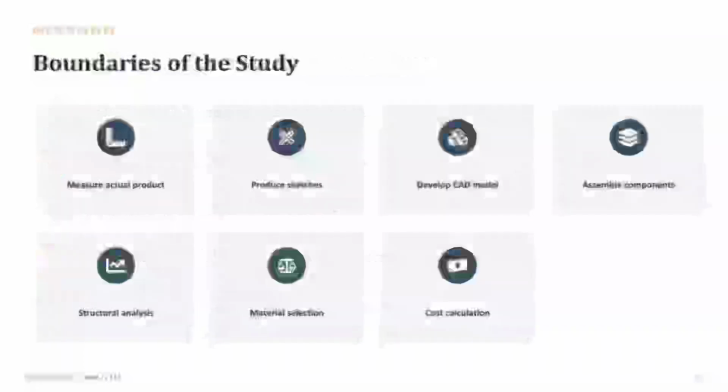Hi, my name is Muhammad Amirul Lutfi and I was responsible for modeling the hose, head hose, and locking lever. Our project scope covers 7 key activities. We begin by measuring the actual physical product, followed by producing a concept sketch for each component. We then develop individual 3D CAD models in SolidWorks. Before assembling all components together, structural analysis was performed on the assembly. A material selection with cost calculation was completed to reflect real-world product development. These 7 activities define the boundaries of our study.